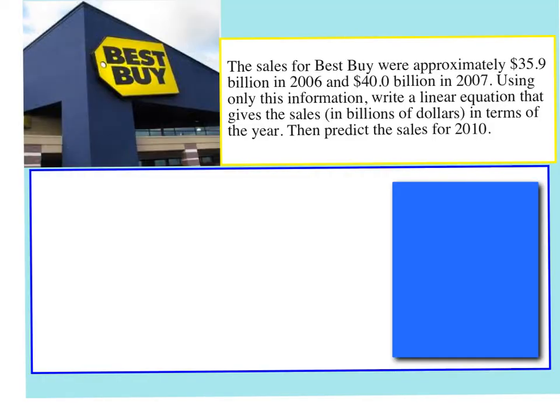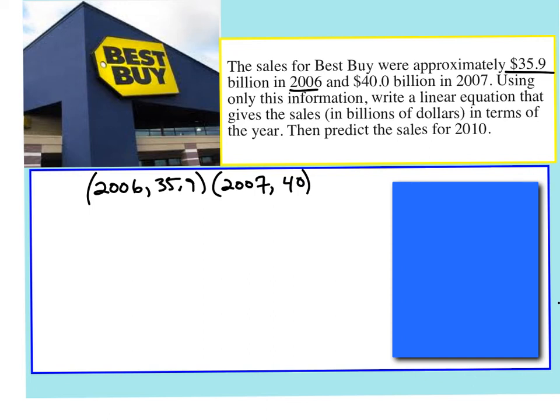What do we need to make a line? We need a slope. Well, let's make a slope then. But first I'm going to make these into ordered pairs. In 2006, it was 35.9. So how could I make that into an ordered pair? All right, we actually want to go the other way. So we get 2006, comma, 35.9.